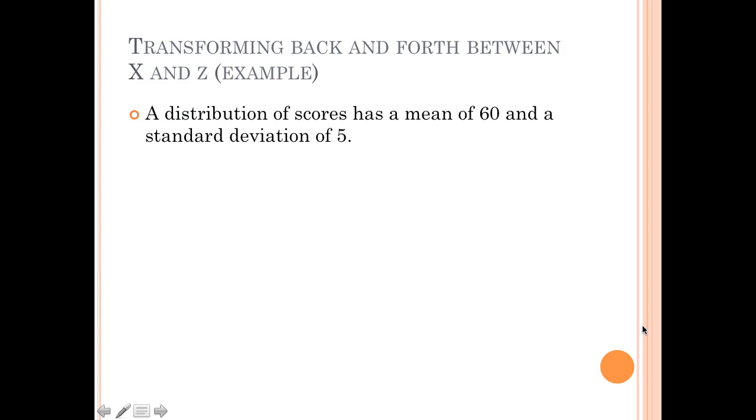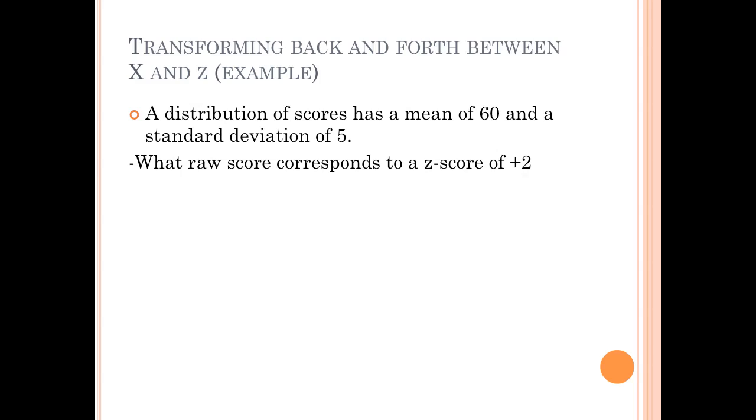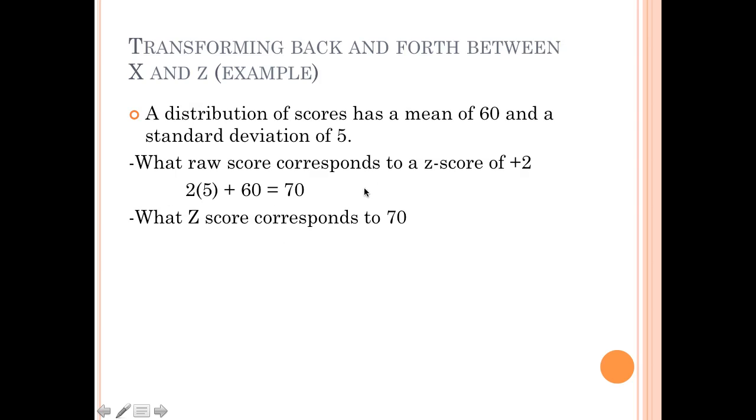Okay, so a distribution of scores has a mean of 60 and a standard deviation of 5. What raw score corresponds to a z-score of plus 2? You would work backwards like the first example on the last slide, and you would multiply 2 by 5 and then add 60 to it, and that would give you 70. And then if you wanted to work the other direction, what z-score corresponds to a raw score of 70? Obviously, you should know this because it's right there, plus 2.